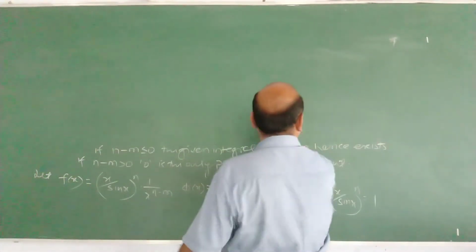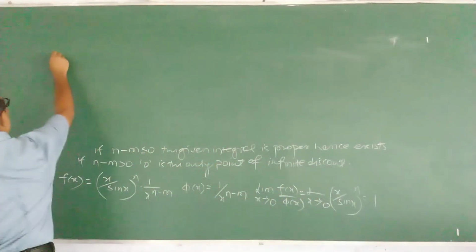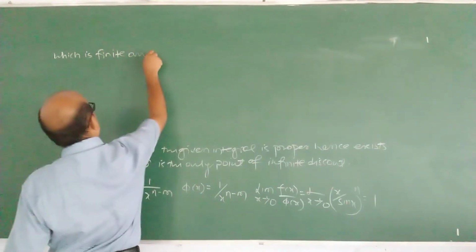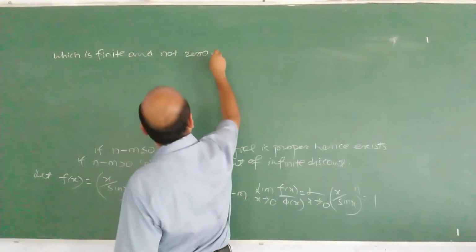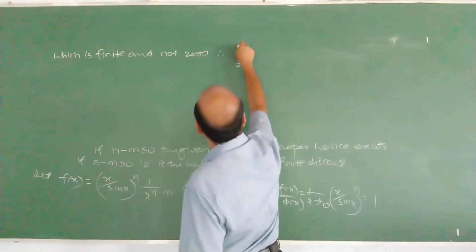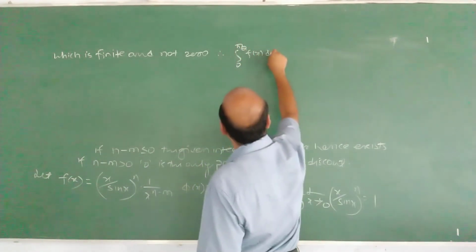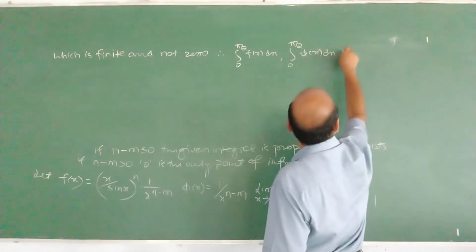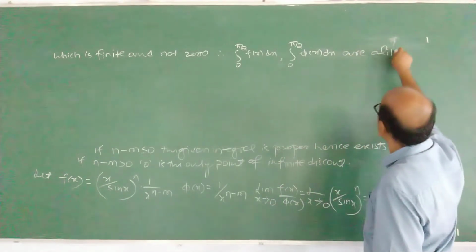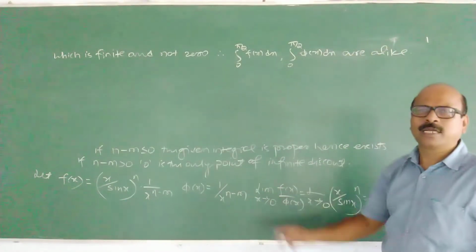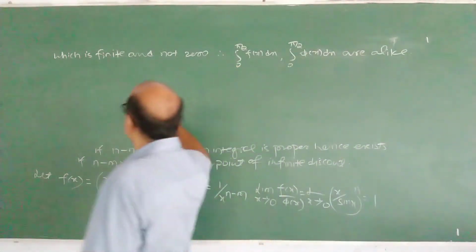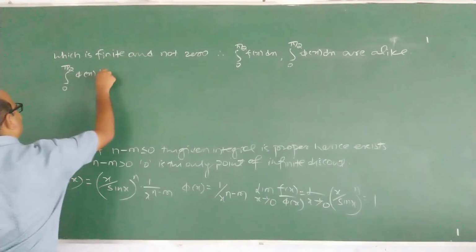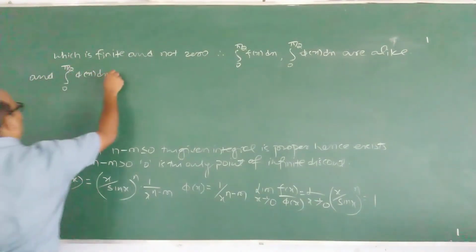Now what does the test say? This limit is finite and not 0. Therefore the integrals from 0 to pi by 2 of f of x dx and from 0 to pi by 2 of phi of x dx are alike. Either both converge or both do not converge. That is the comparison test. They are alike. Now we know the behavior of the integral of phi of x dx.